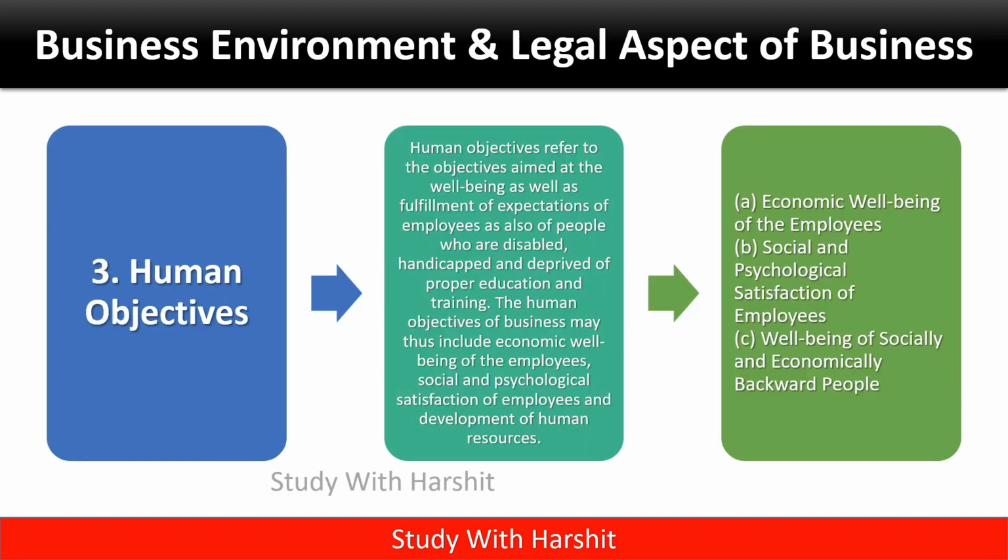contribution to the general welfare of the society. Human objectives. Human objectives refer to the objectives aimed at the well-being as well as fulfillment of expectations of employees as also of people who are disabled, handicapped, and deprived of proper education and training. The human objective of business may include economic well-being of the employees, social and psychological satisfaction of employees, and development of human resources.